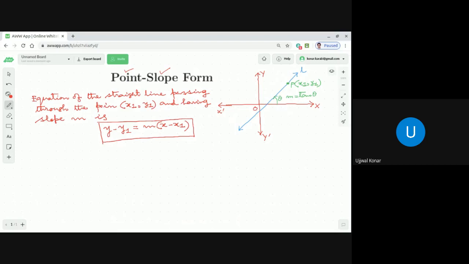Now, in the previous session, I told you the general equation of a straight line is ax plus by plus c is equal to 0. And dear students, this equation y minus y1 is equal to m into x minus x1 we can also express in the form ax plus by plus c equal to 0. How? Let's see. From this equation, we can write y minus y1 is equal to mx. Let me use the same color.